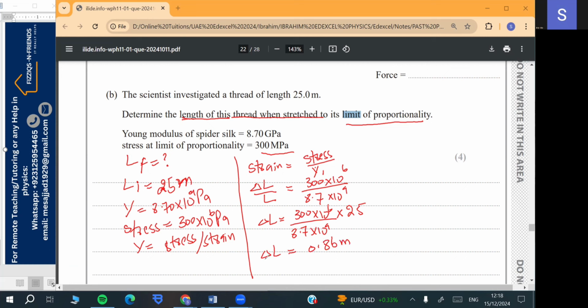Now change in length actually equals final length minus initial length. So final length will be equal to 0.86 plus the initial length, which was 25. So 25.86 meter is your final length.